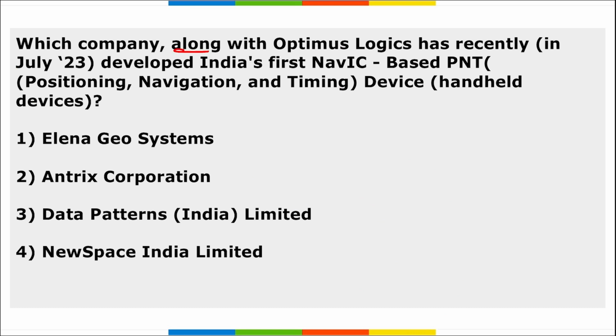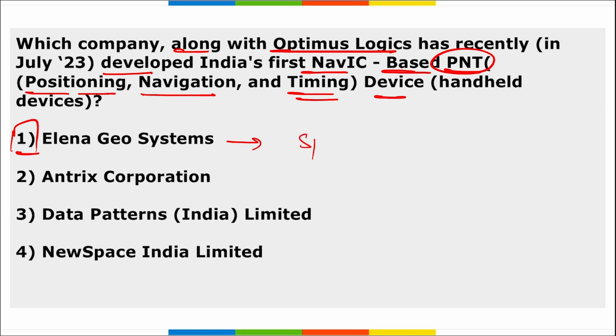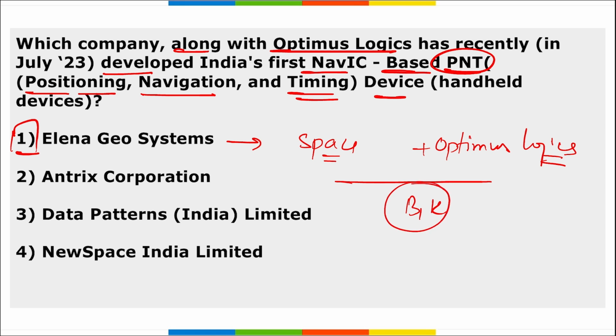Next, which company along with Optimus Logistics has recently developed India's first NavIC based PNT, that is positioning, navigation and timing device? So this was developed by Elena Geo Systems. Correct? Elena Geo Systems is a space technology company, and these two companies are based in Bangalore, Karnataka. They have successfully developed India's first NavIC based PNT device, driven by satellite communication.